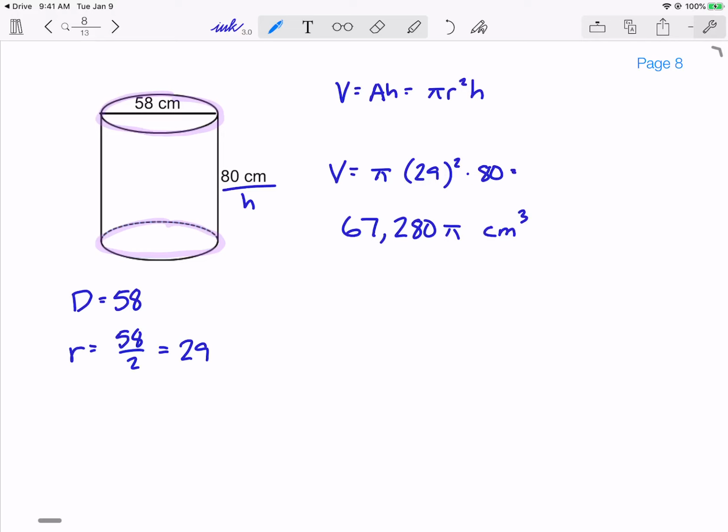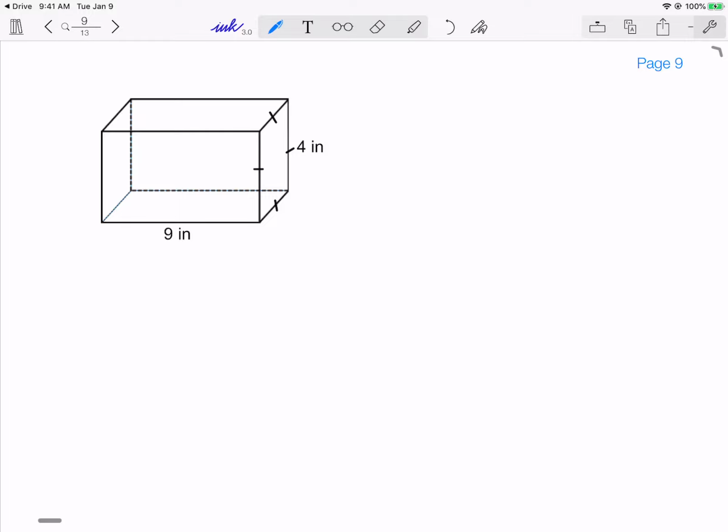Now if I actually multiply out by pi, I end up with 211,366.35 centimeters cubed rounded to the nearest hundredth. So either one of these would be acceptable answers for my volume. The one on top, though, is exact. Let's take a look at another.